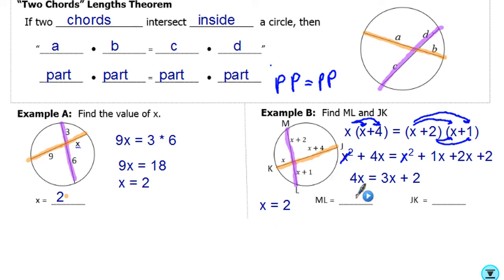The problem is not asking us to solve for X, it's asking us to find the lengths of the chords, ML and JA. So the chords are not going to be equal, and that's okay. Here we just substitute a 2 in for anywhere we see X. So 2 plus 2 is 4, 2 plus 1 is 3, so the length of ML is 4 plus 3, which is 7. Here this segment's 2, and then 2 plus 4 is 6, 2 plus 6 is 8. So the lengths of the chords are 7 and 8.